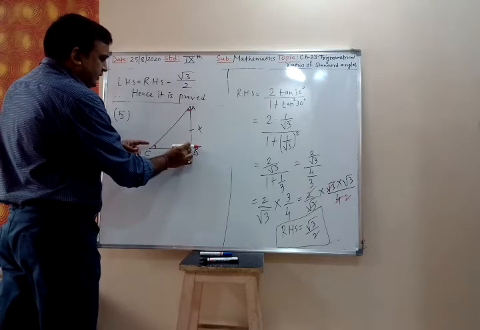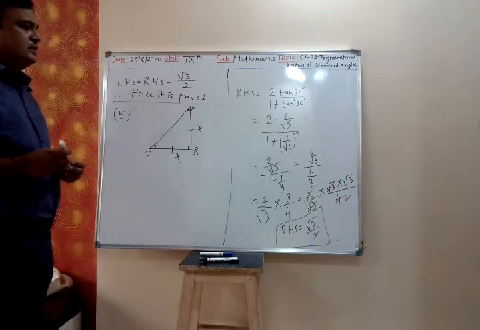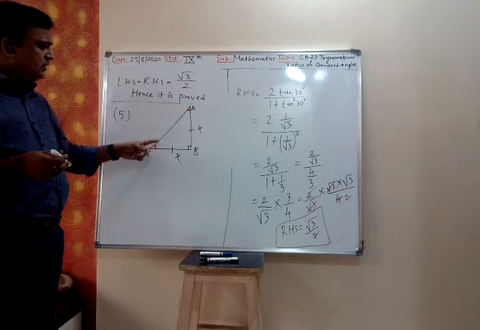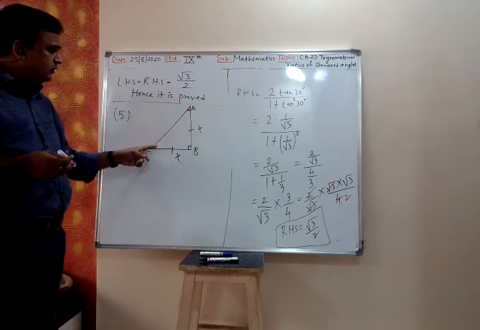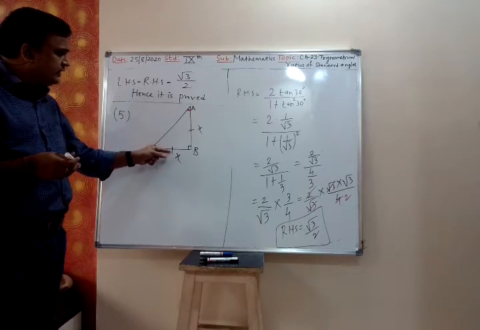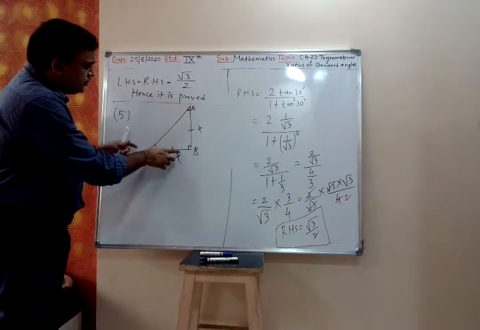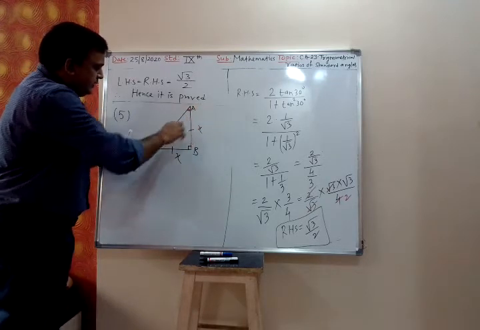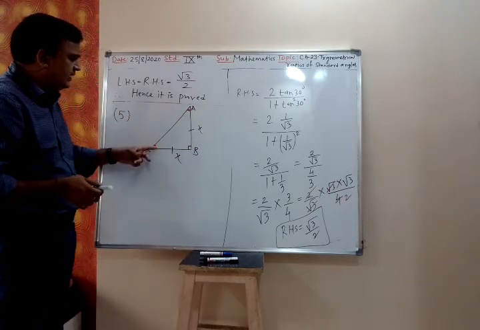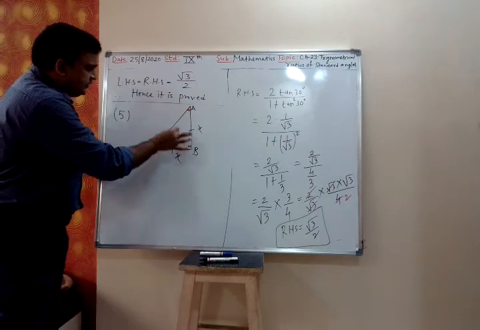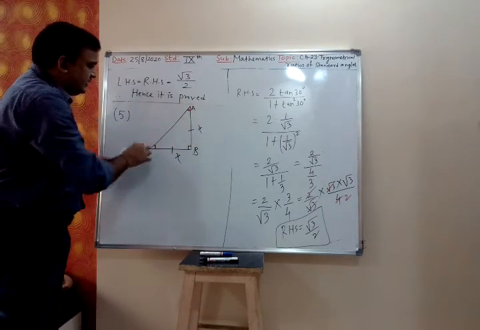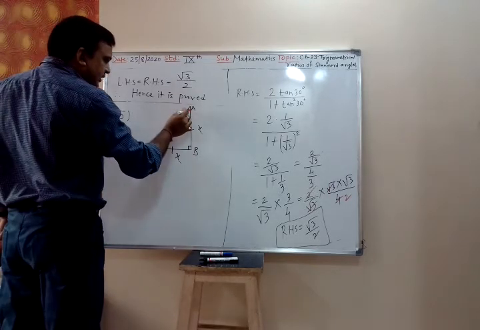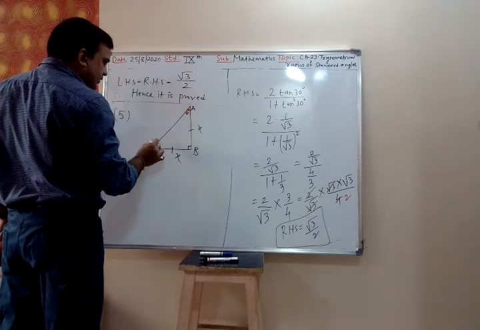So this is 90 degree. This is an isosceles triangle, two sides are equal, so the angles corresponding to these two sides are also equal. What is the angle opposite to BC? A. What is the angle opposite to AB? C. The angle opposite to BC is A, the angle opposite to AB is C. So these two angles are also equal.